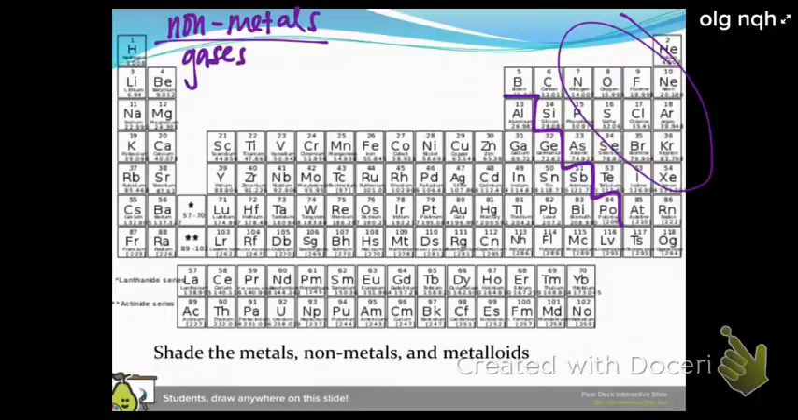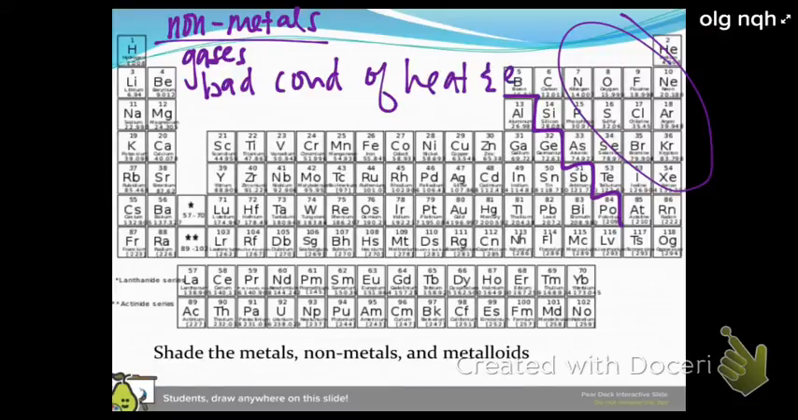Good. They're not good conductors of heat and electricity. Okay, I wrote not good. I could just write bad. Bad conductors of heat and electricity. Okay, why is that good for us? Why is it good for us that they're not good conductors of electricity and heat?